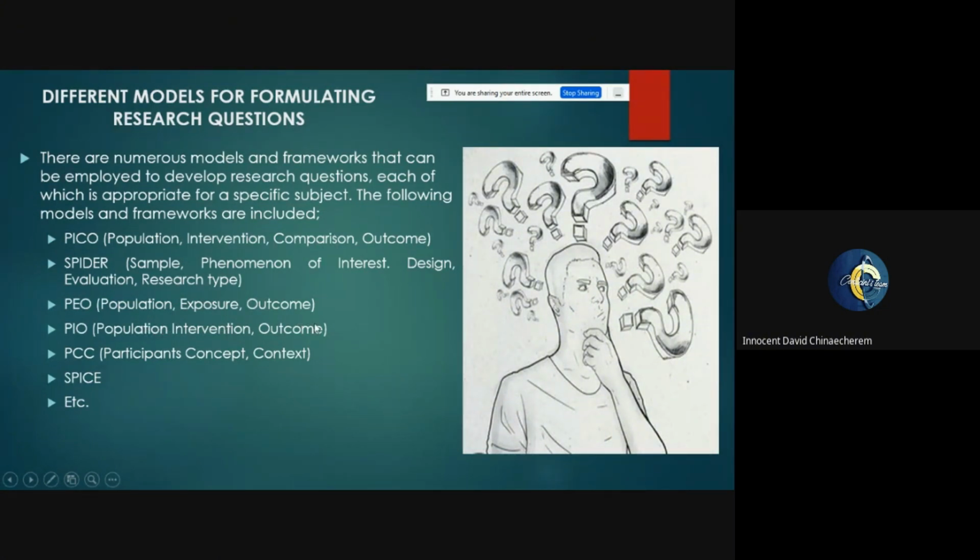Population, intervention, outcome. We have the PCC as another type of model, identified as participants, concept, and context, and it's used mostly for scoping reviews. And we have the SPICE, which is setting, population, intervention, comparison, and evaluation. We just have a lot of them. This is just the tip of the iceberg. The E here can also be called perspective, depending on how you contextualize it in framing your research question.